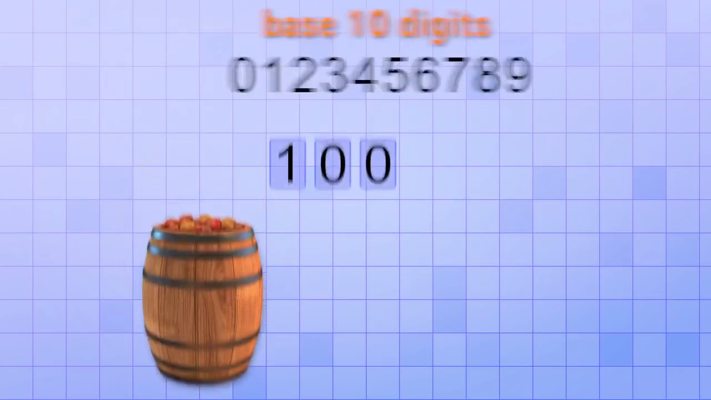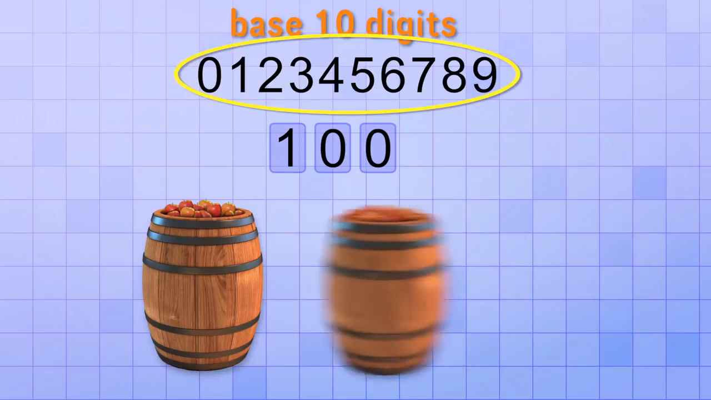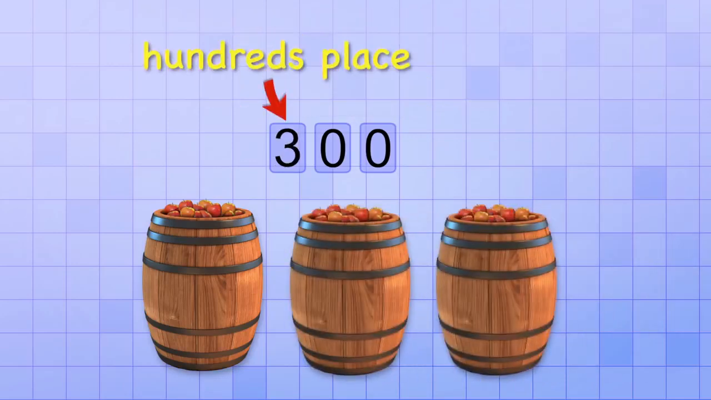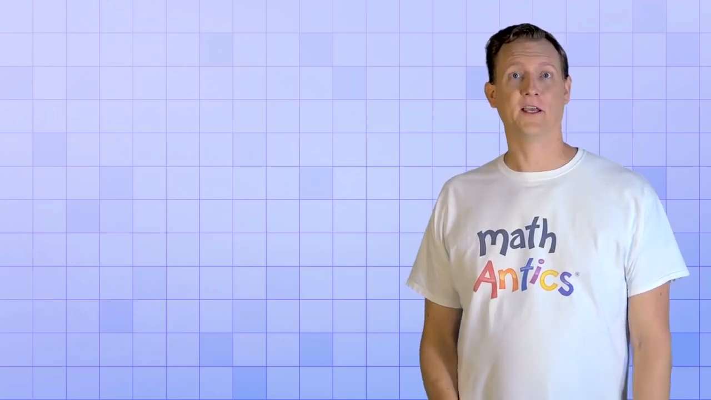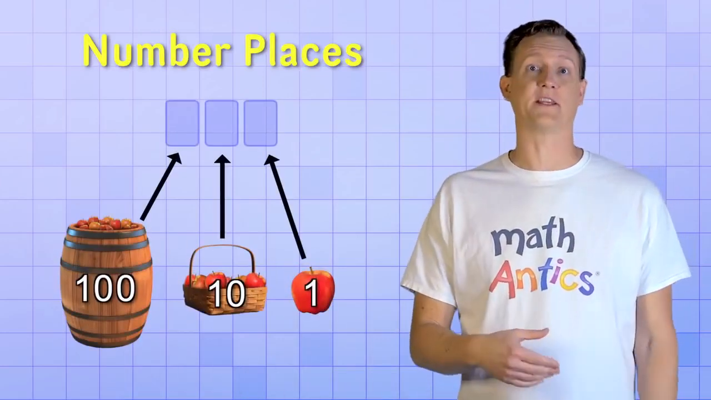That means that we can reuse the same 10 digits again in this new number place to count how many groups of 100 we have. And you guessed it, it's called the hundreds place, because we use it to count groups of 100. Are you starting to see how our base 10 number system works? It uses different number places to represent the different sized groups that we use to count.